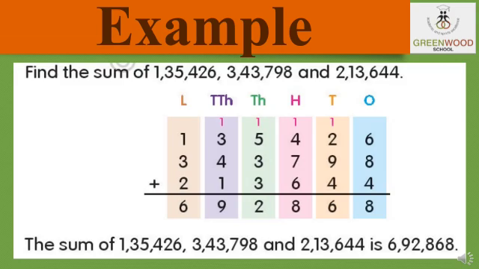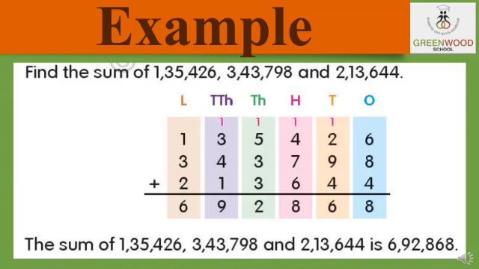1 plus 4 plus 7 plus 6, which is equal to 18. Again a 2-digit number, so 8 will write down and the 1 will carry forward to thousand place. Now step 4, add the thousands. 1 plus 5 plus 3 plus 3, which is equal to 12. Again split in half, 2 at the down, while 1 will carry on to 10,000.